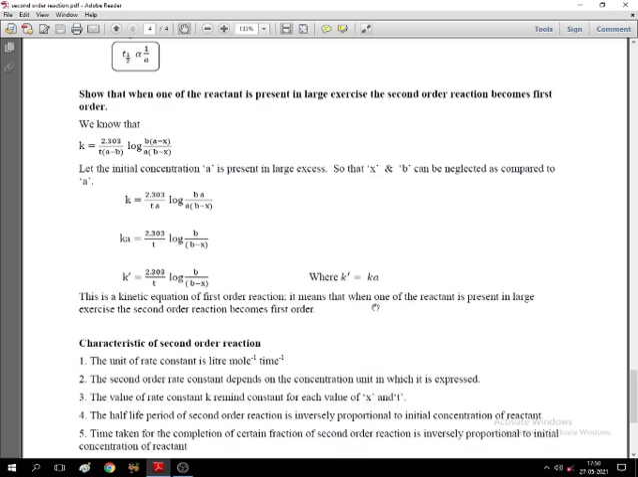Now this is a kinetic equation of first order reaction. It means that when one of the reactant is present in large excess, the second order reaction becomes the first order. It's a second order reaction काय होते? First order. Clear?